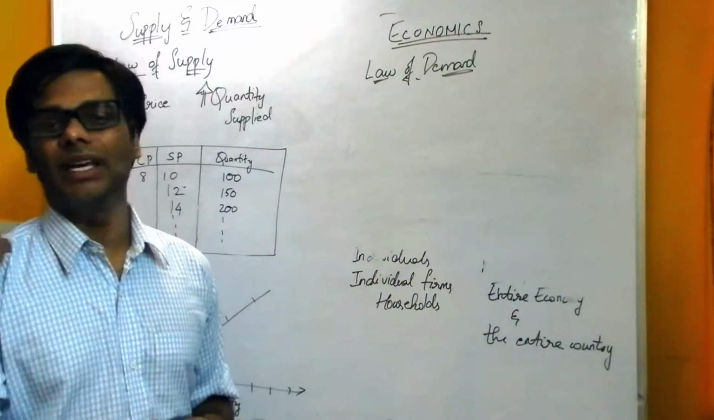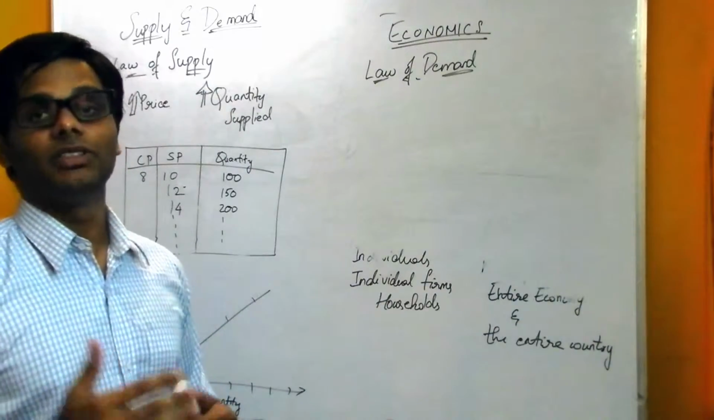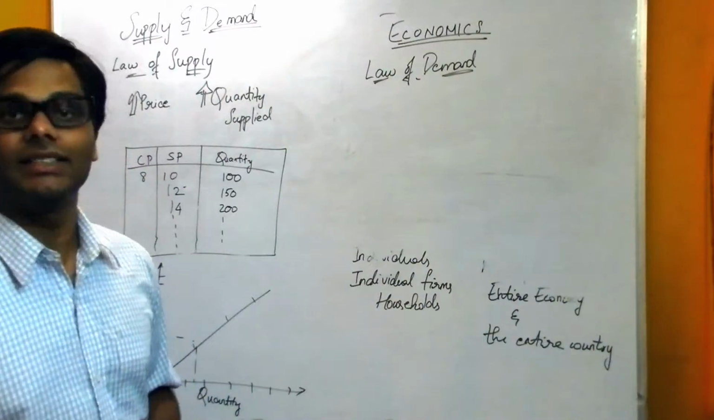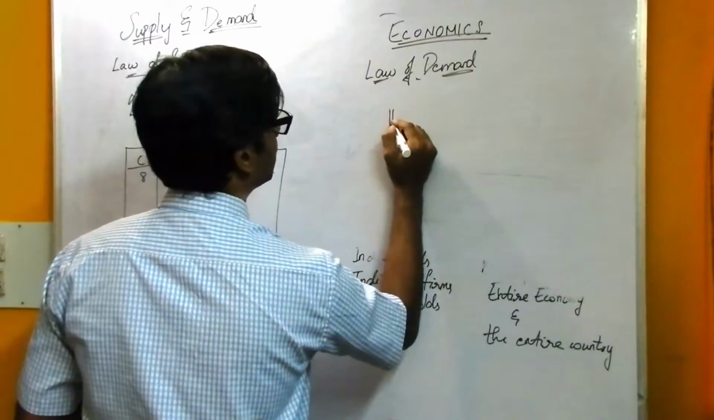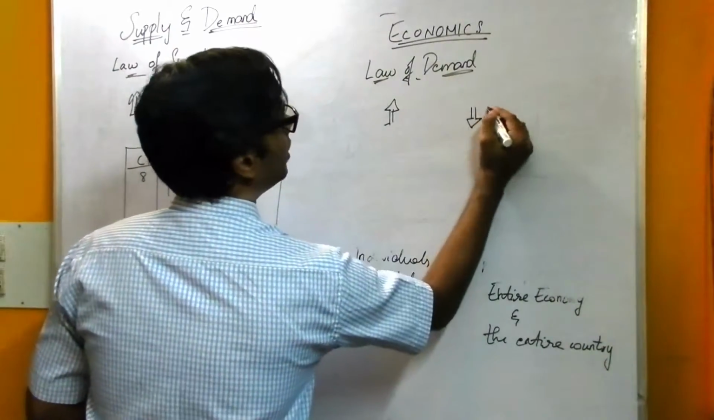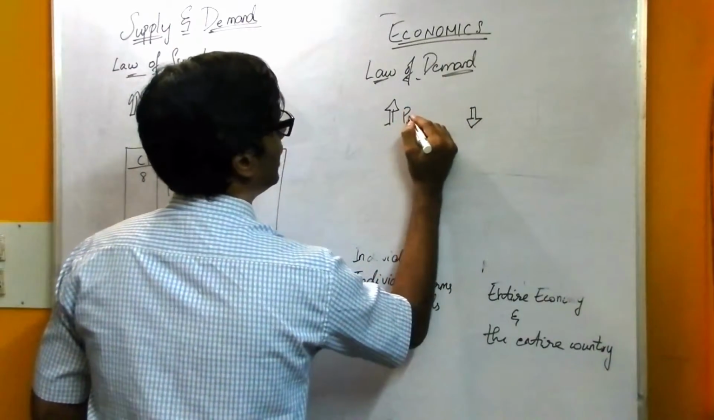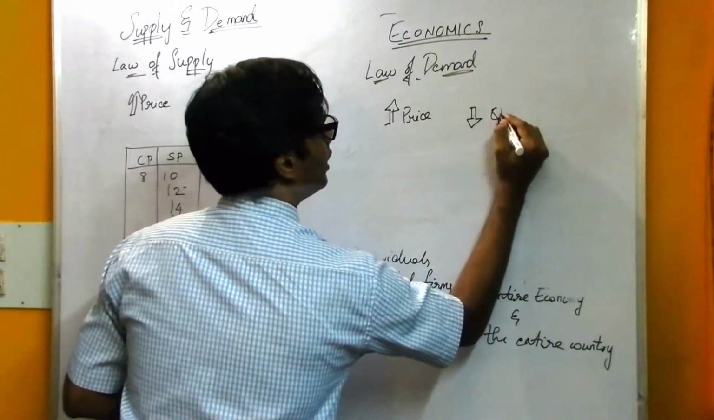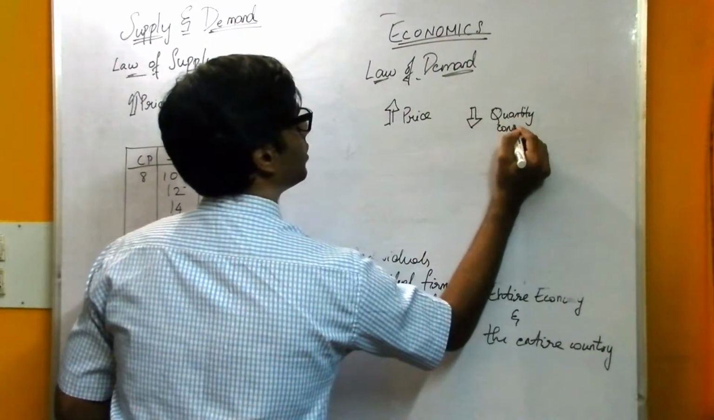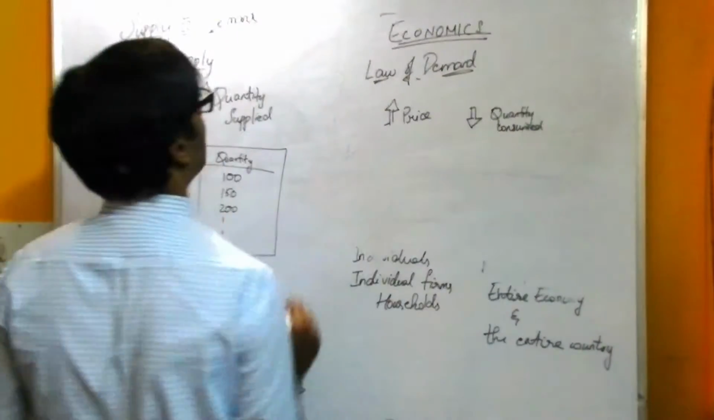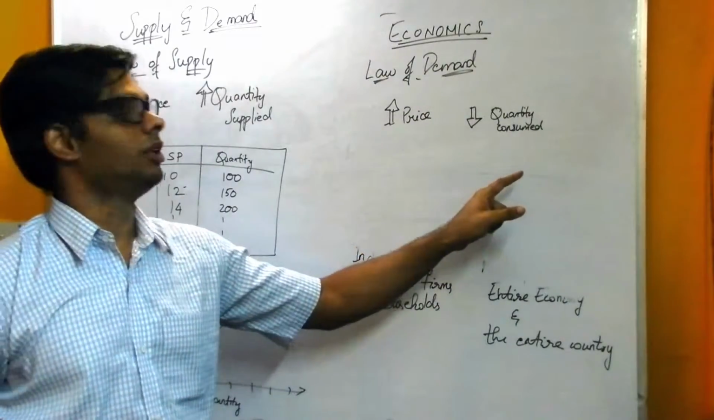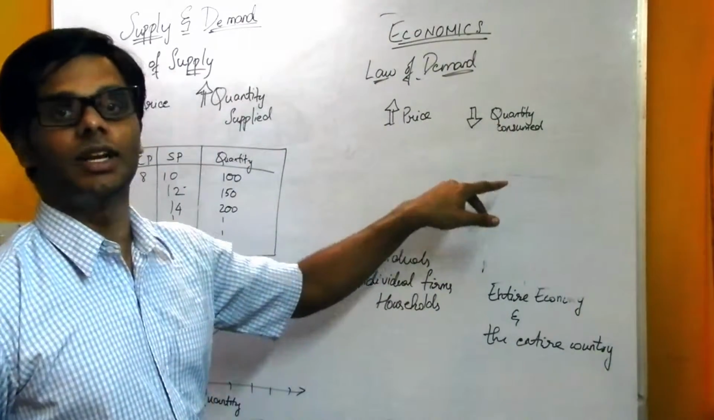I'm sure we'll be able to relate to this. Because this is from a consumer's point of view, what the law of demand is actually saying is, as the price of a good or service increases, the demand decreases. Increase in price, quantity consumed decreases. So as the price increases, the quantity consumed decreases. This is the law of demand.